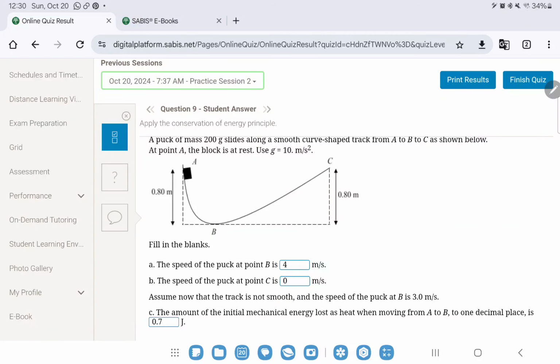Okay, so for part C, they're telling us that now your track is not smooth. If it's not smooth, mechanical energy initial is not equal to mechanical energy final, because that's your case when it's smooth. But since it's not, we need to calculate the difference between them. So we need to calculate delta mechanical energy, which is mechanical energy final minus mechanical energy initial. This is when they tell you some of it was lost as heat.